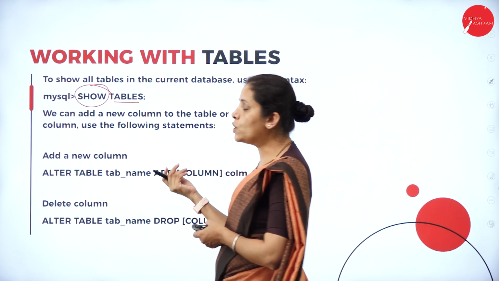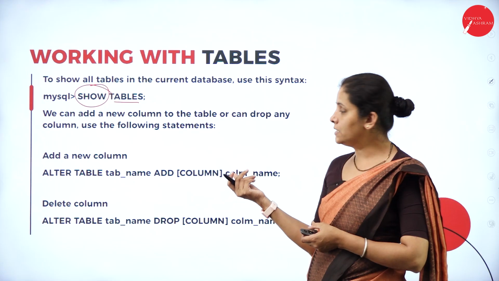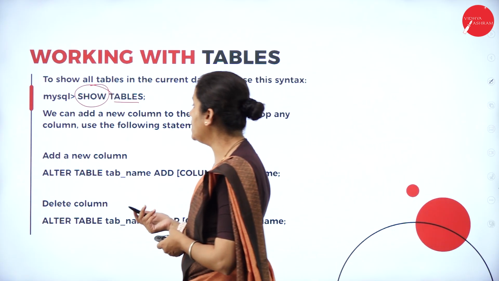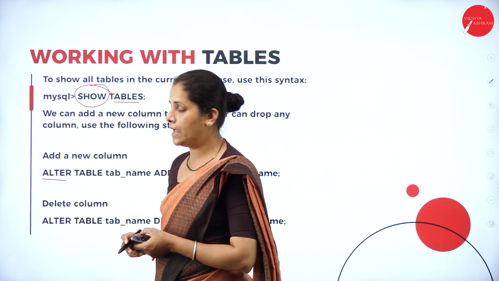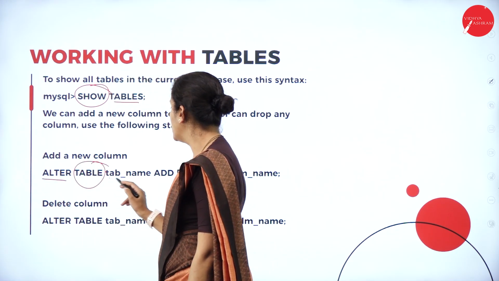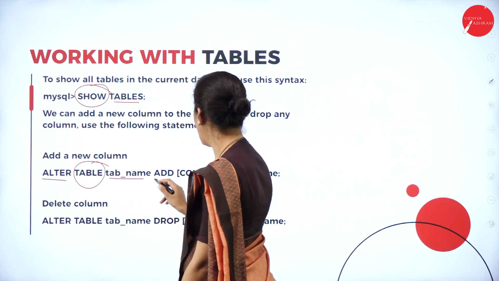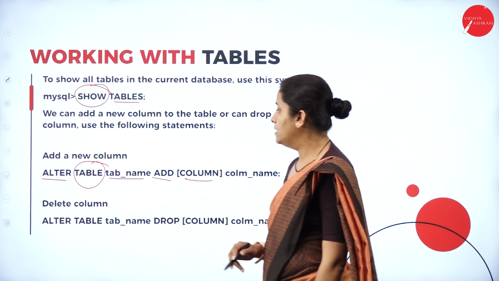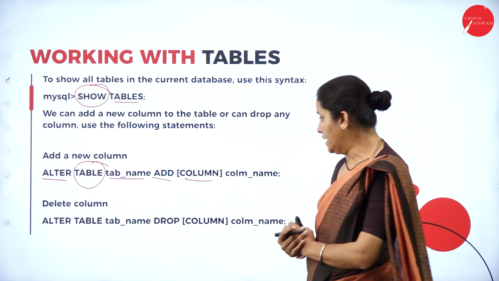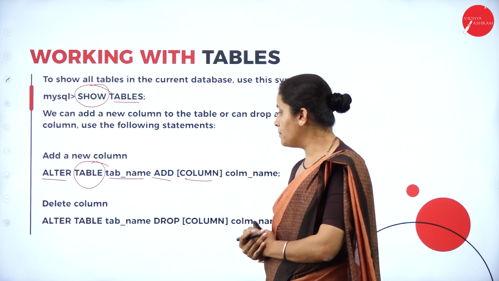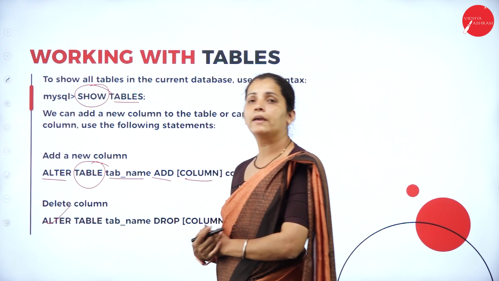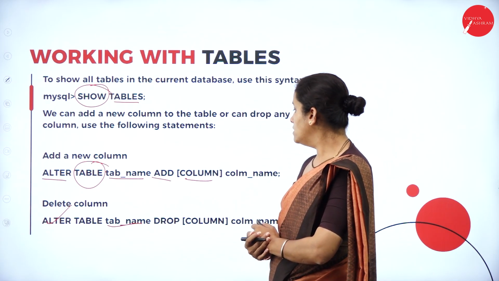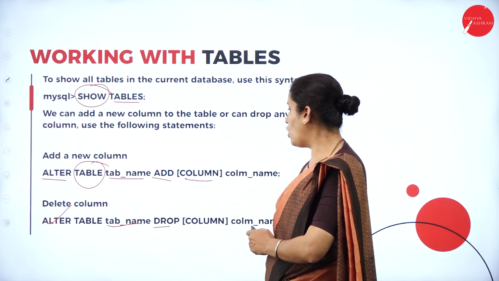Next, suppose I want to add a new column, that's nothing but a new field, to the existing table, what's the command name? Alter is my command name. Table, specify the table name. Add, and I'm going to add the column names. Suppose I want to delete any column, then what is the command name? Alter is a command. Table, and I'm going to write the table name. Then I'll write drop.